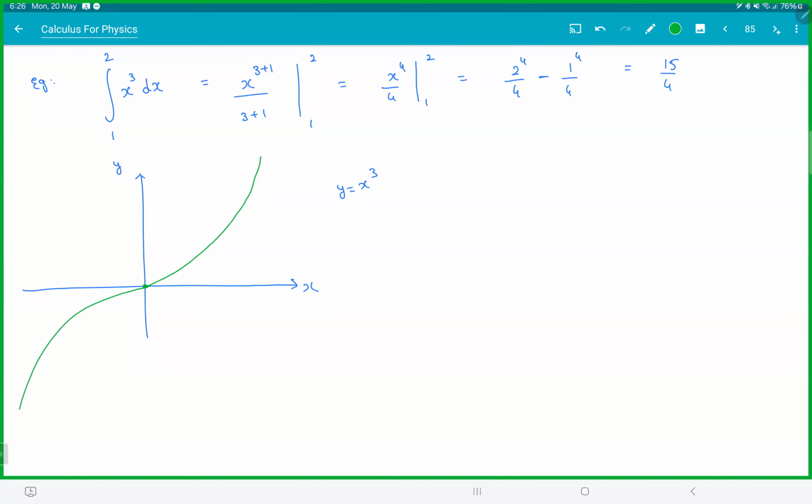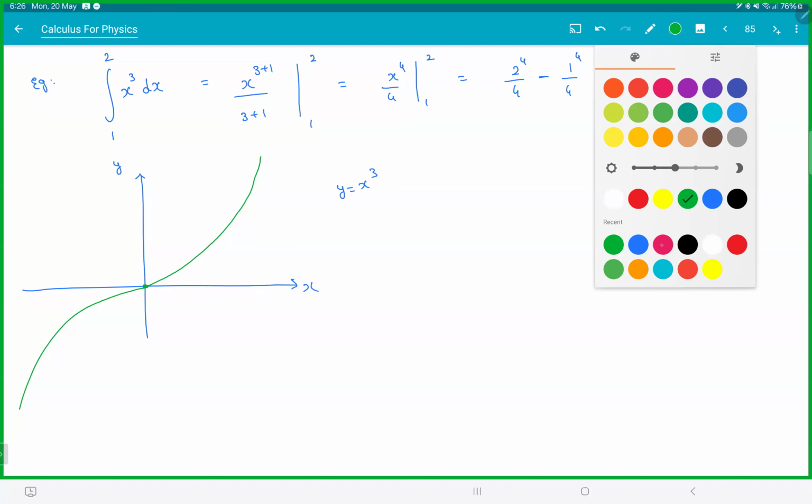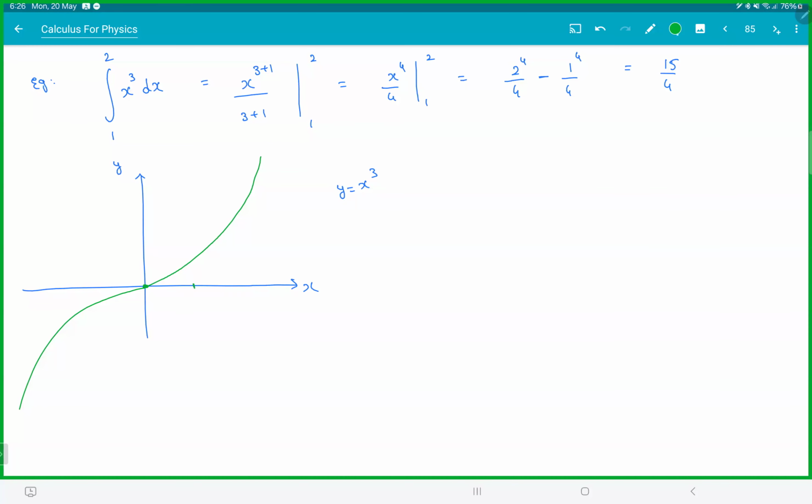Have a look at this. This is how the graph of y is equal to x cube looks like. When x is positive, y is positive, and x is negative, y is negative, and it is increasing faster. And you have taken limits here, x is equal to 1. And you're taking limits here, x is equal to 2. So this area is 15 by 4. This is what you have calculated.